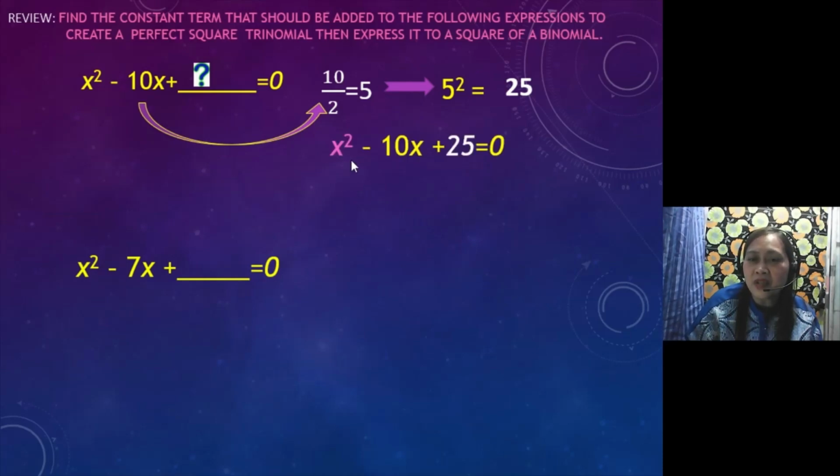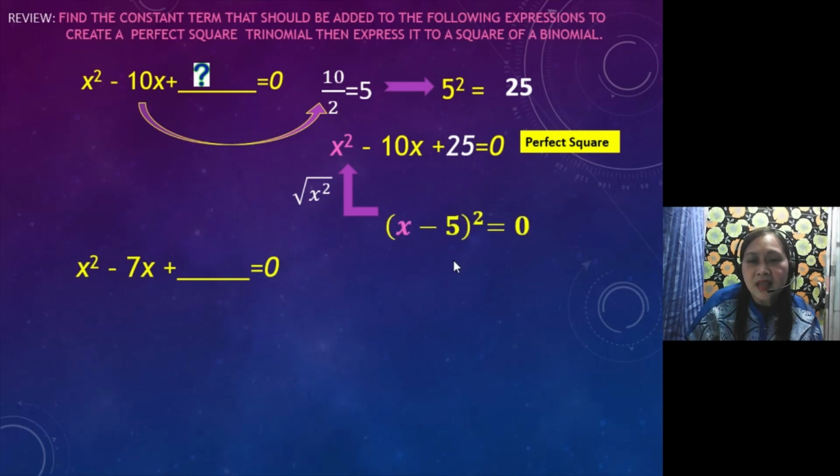So our expression now is x squared minus 10x plus 25 is equal to 0. So this is a perfect square trinomial already. So we can now express this as a square of a binomial, its factor. What we're going to do is get the square root of x squared, which is x, and the square root of 25, which is 5. Now, our square of a binomial is the square of x minus 5 is equal to 0.